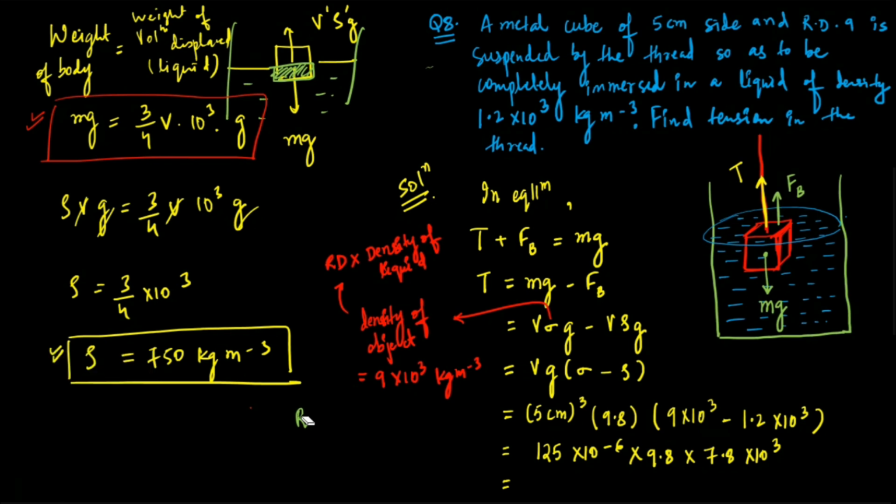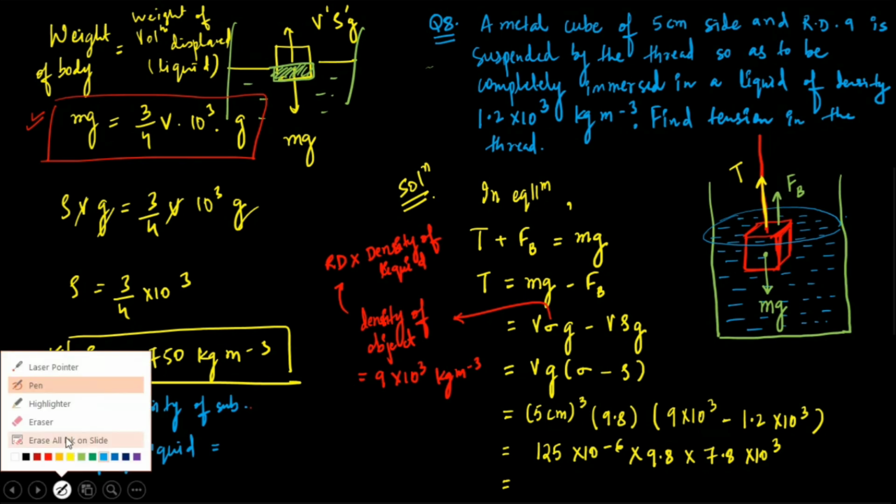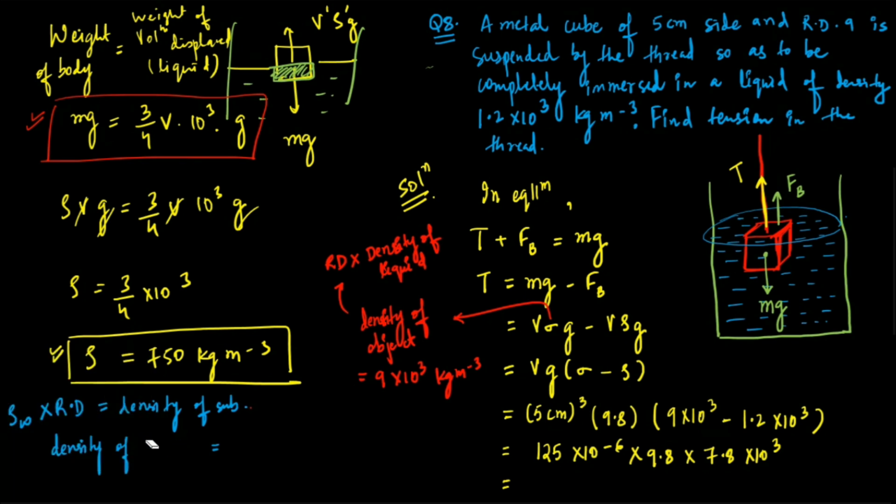Wait. You didn't understand it well. Then try to recollect this. Relative density is density of substance over density of water at 4 degrees Celsius. So density of substance is what? RD times density of water. Now here, instead of density of substance, we should be writing density of liquid, because we are supposed to find out the density of liquid here, which is already given. We have to find out the substance. So it is going to be 1000 times 9.